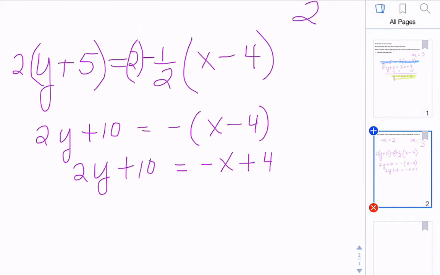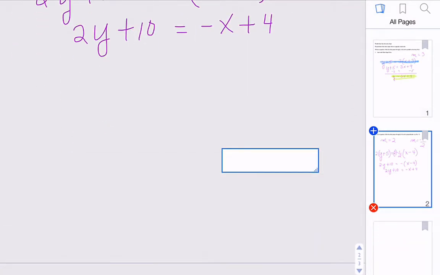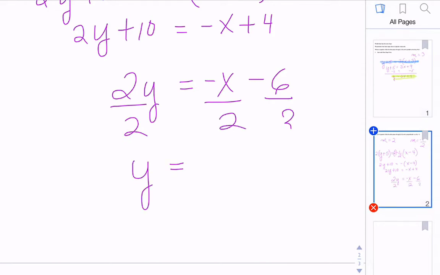Now you can put it in either standard or y-intercept form. If I put it in y-intercept form, it would be 2y equals the opposite of x minus 6, and then if I divide everything by 2, I would get y equals negative 1/2 x minus 3. There's your answer in slope-intercept form.